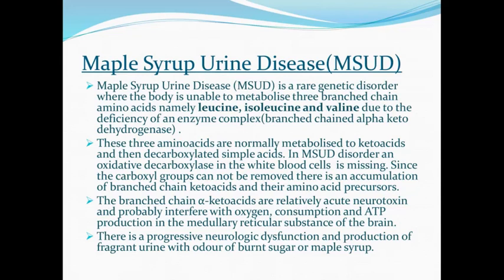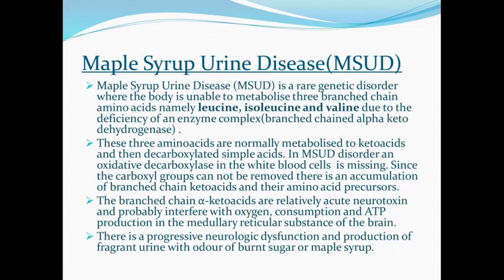These 3 amino acids are normally metabolized to keto acids and then decarboxylated into simple acids. In MSUD, an oxidative decarboxylase in the white blood cells is missing. Since the carboxyl groups cannot be removed, there is an accumulation of branched-chain keto acids and their amino acid precursors. The branched-chain alpha keto acids are relatively acute neurotoxins and probably interfere with oxygen consumption and ATP production in the medullary reticular substance of the brain.